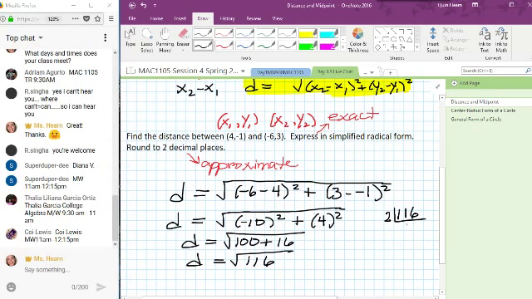So for example, 2 goes into 116 58 times. 2 goes into 58 29 times, and then 29 is a prime. So we're going to say that this is the square root of 2 squared, we have 2 factors of 2, times 29. Now the square root of 2 squared is just 2, so we have 2 square roots 29.